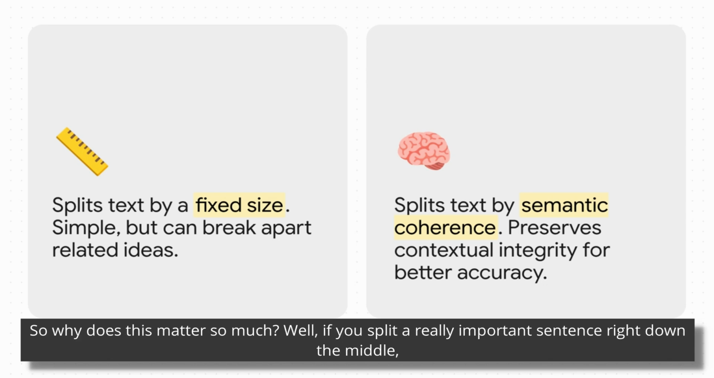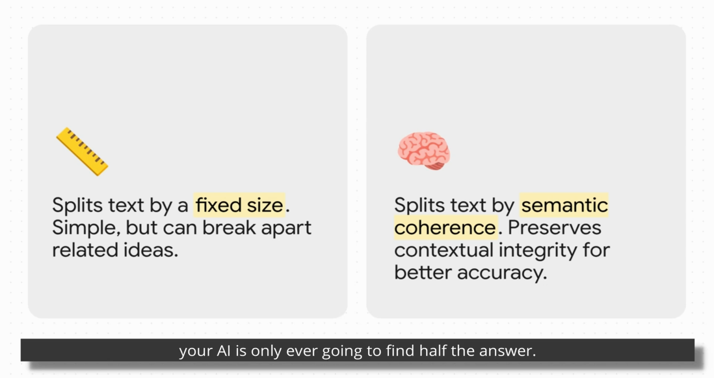So why does this matter so much? Well, if you split a really important sentence right down the middle, your AI is only ever going to find half the answer. Getting your chunking strategy right is key to retrieving complete, coherent ideas.